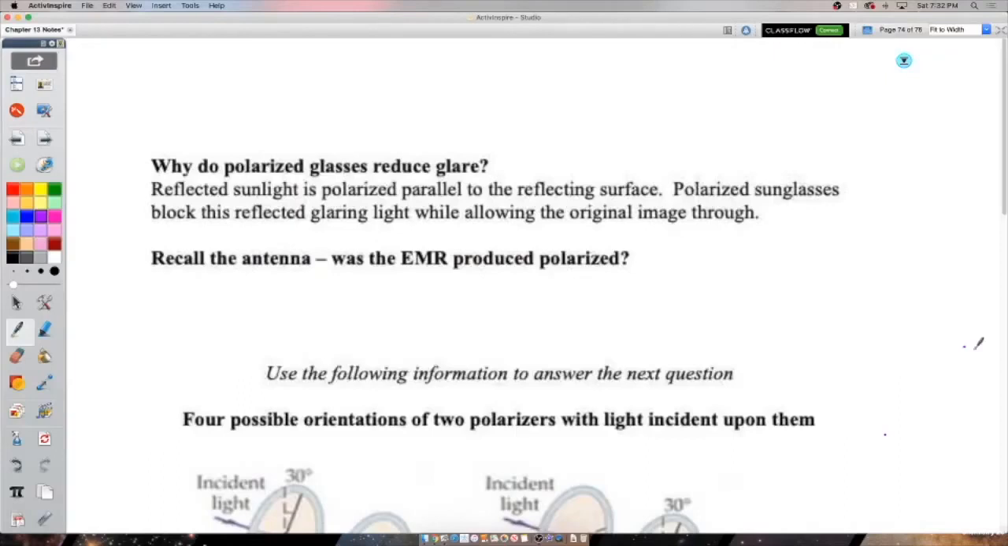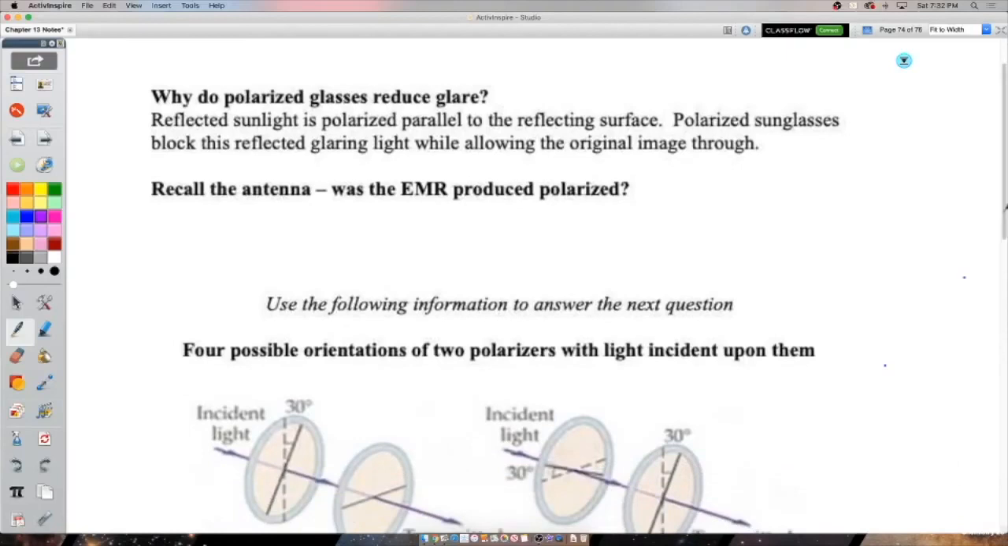Again, why do polarized glasses reduce glare? Because reflected sunlight is polarized, and blocking that allows the original image through still. So you can see the light, but you don't get blinded by that polarized, reflected light. Now recall the antenna that we talked about. Was the EMR that was produced polarized? We said yes. Now we can understand with a bit more depth why.